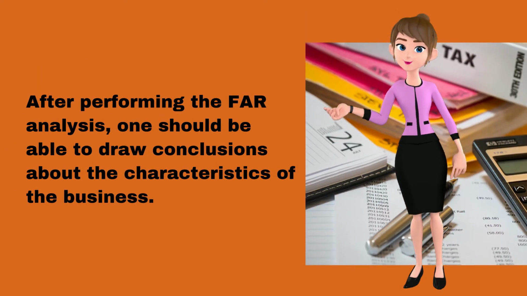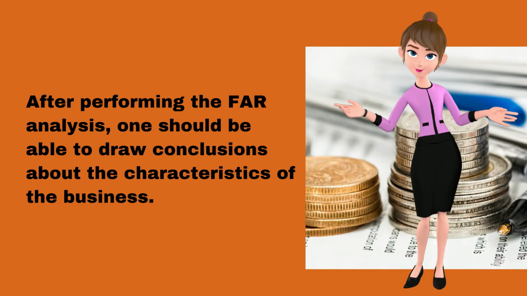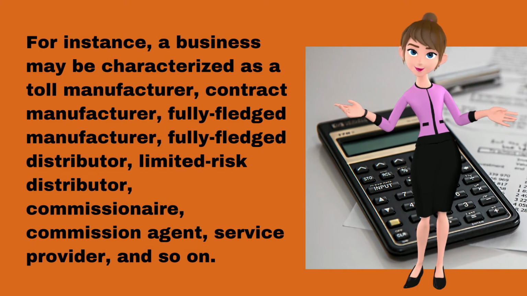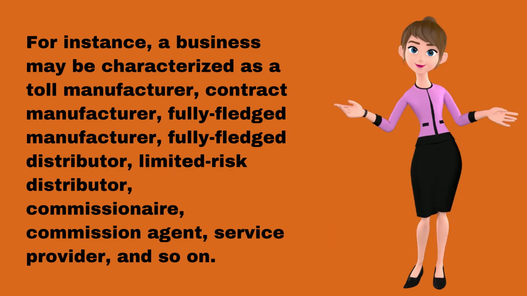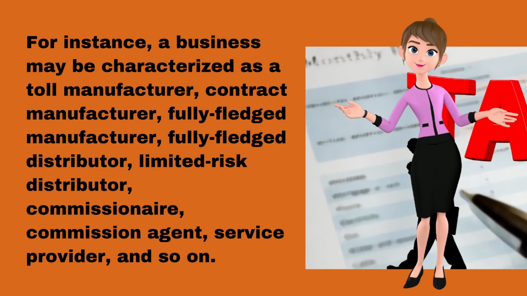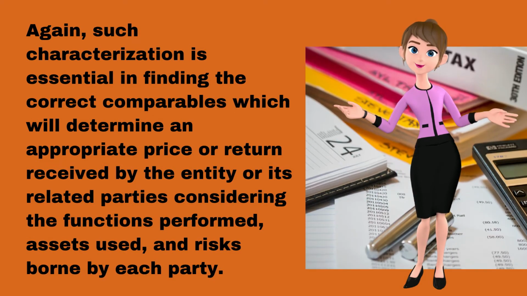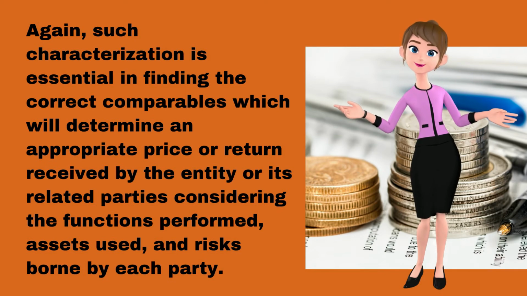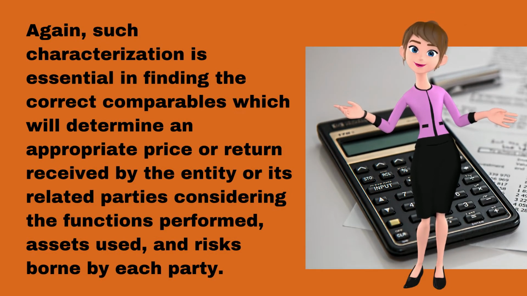After performing the FAR analysis, one should be able to draw conclusions about the characteristics of the business. For instance, a business may be characterized as a toll manufacturer, contract manufacturer, fully fledged manufacturer, fully fledged distributor, limited risk distributor, commissionaire, commission agent, service provider, and so on. Again, such characterization is essential in finding the correct comparable which will determine an appropriate price or return received by the entity or its related parties considering the functions performed, assets used, and risks borne by each party.